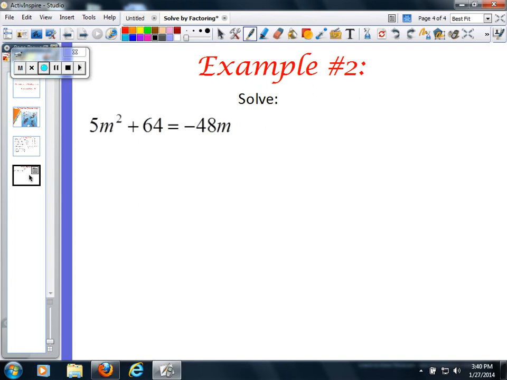So again, I need it to be in quadratic form. So I want to start by adding 48m to both sides. That gives me 5m squared plus 48m plus 64 equals 0. Now you want to check and see, can I factor out a 5 from any of these? And you can't, because 5 doesn't go into 48, and 5 also does not go into 64.